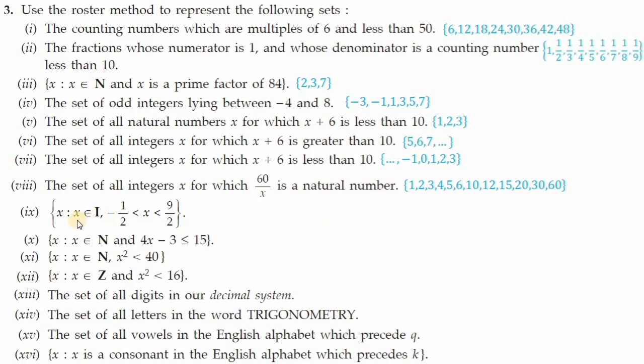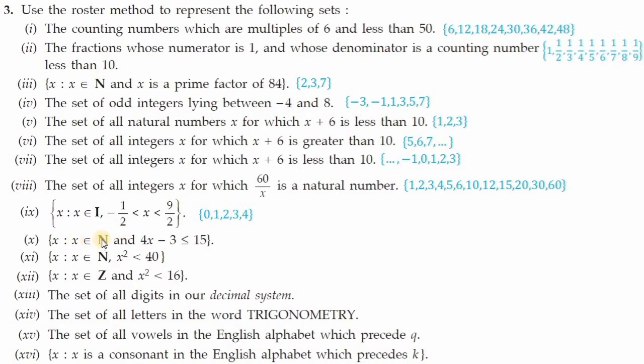Now x is an integer, remember that, which is lying in between -1/2 and 9/2. If you draw a number line, plot -1/2, which is in between 0 and -1, plot 9/2, which is 4.5, which lies in between 4 and 5, isn't it? So the integers in between -1/2 and 4.5 are these numbers. You will come to know about this from the number line.